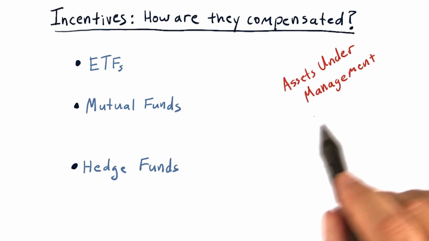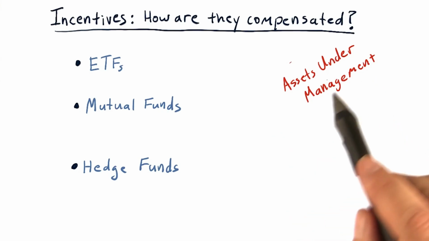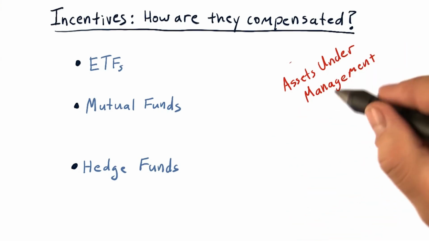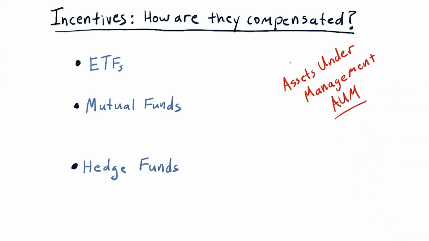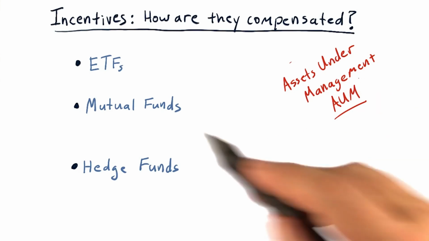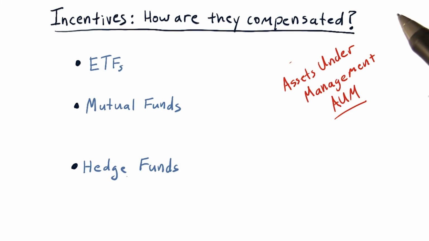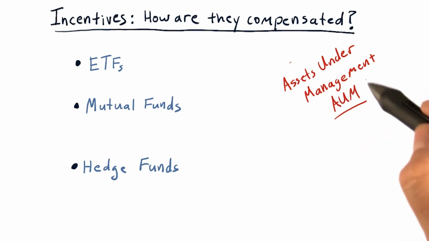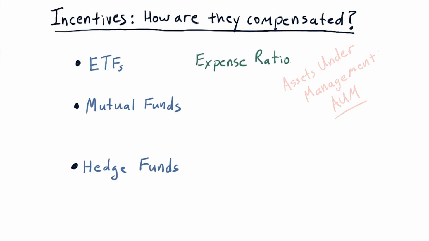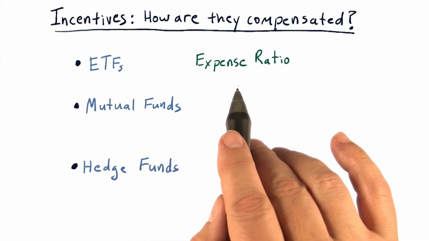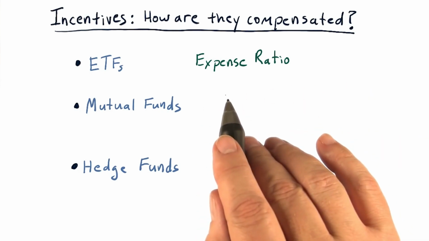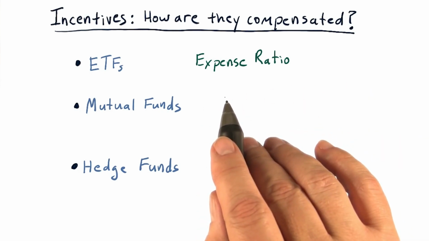Before I get started, though, I have to introduce one concept here. It's called Assets Under Management, or AUM. And this is a buzzword that simply means how much money is being managed by the fund. It's important because for all of these, part of the compensation is a percentage of the AUM. The managers of ETFs are compensated according to an expense ratio, which is simply some percentage of AUM.